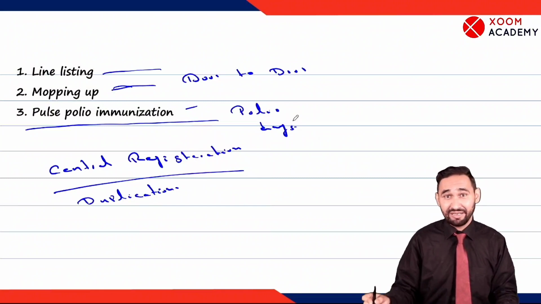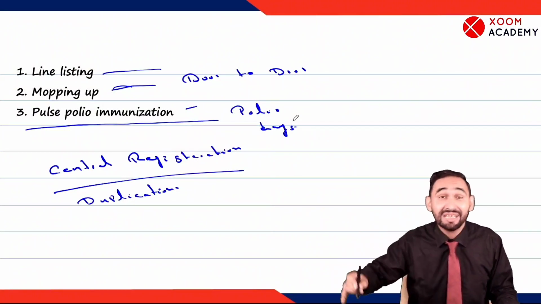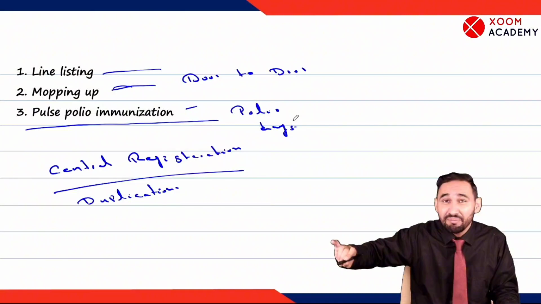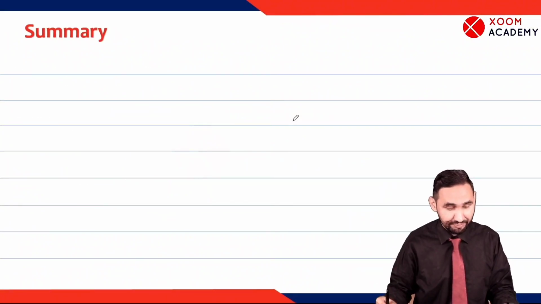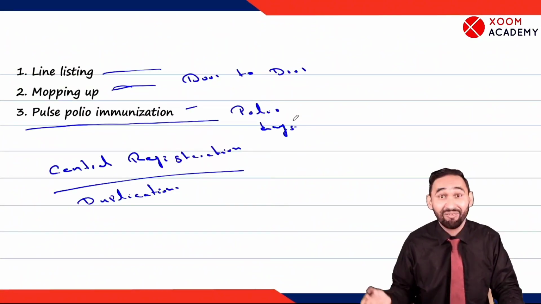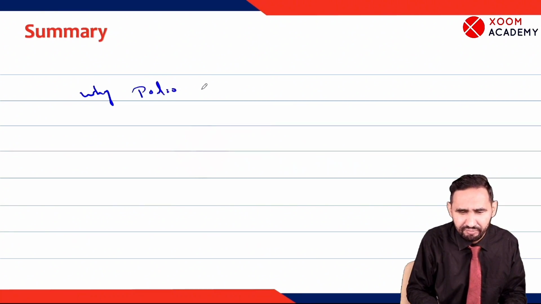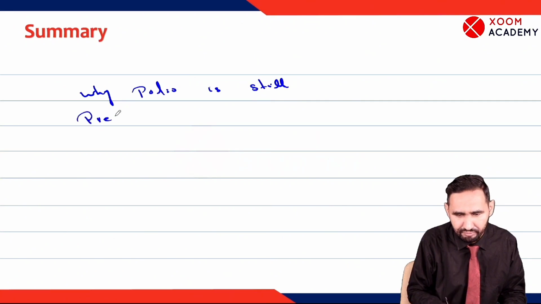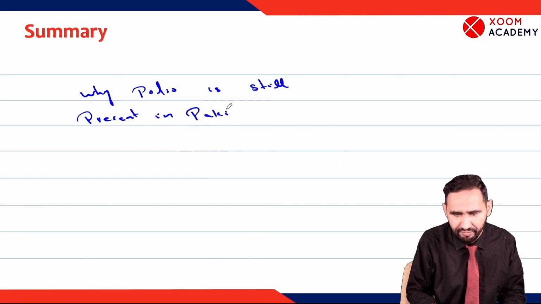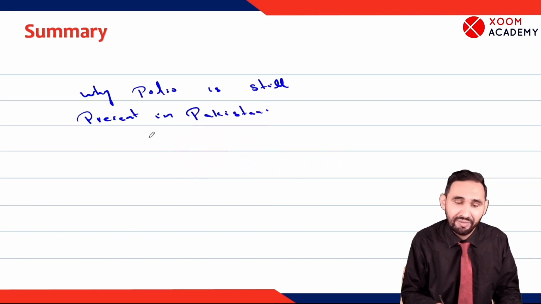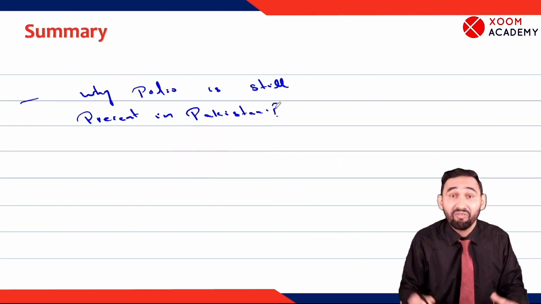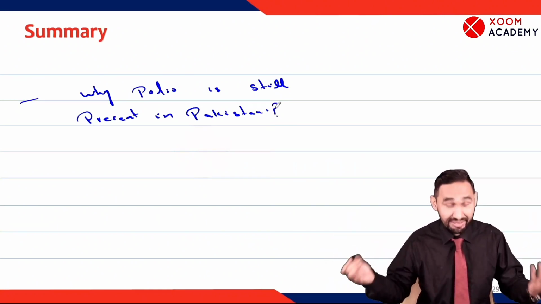We have to do line listing because we have to avoid duplication. Then door to door campaigns. These are massive campaigns to reduce polio. But still, polio is present in Pakistan. Why? There is a question. Why is polio still present in Pakistan? In spite of massive vaccination campaigns, in spite of massive vaccination, every child is vaccinated. But why is polio still present? This is the burning question.